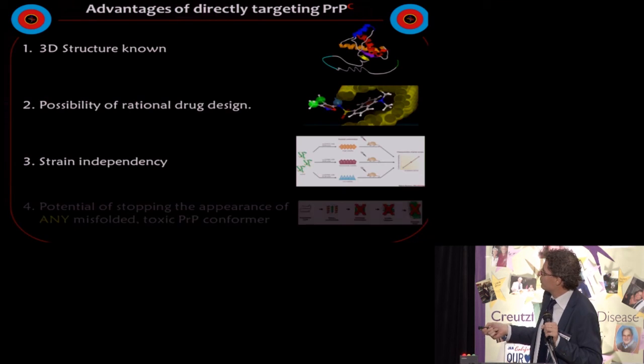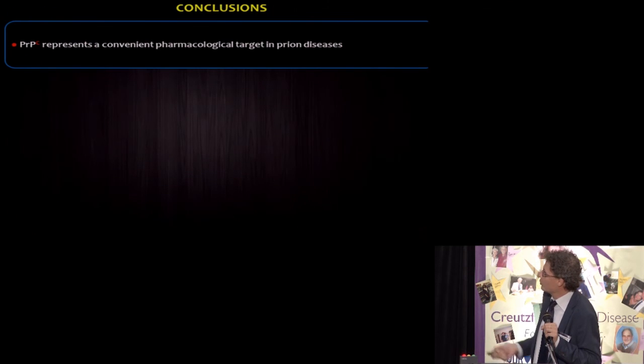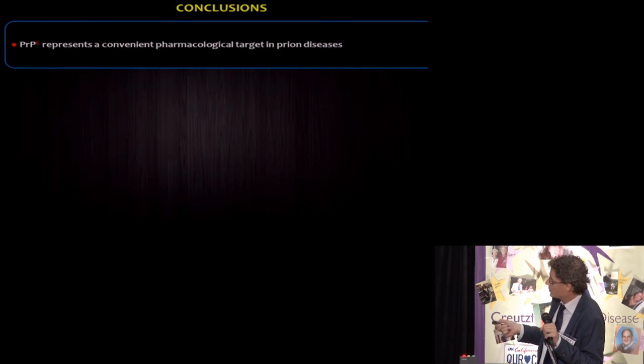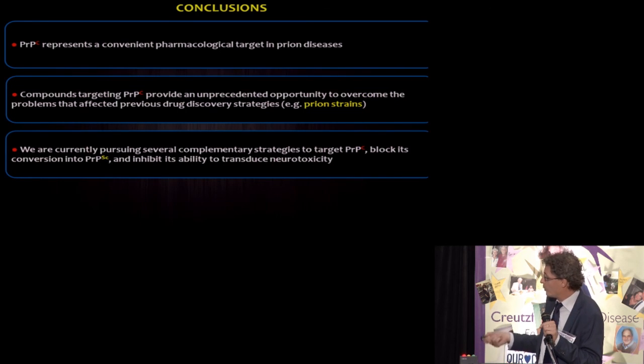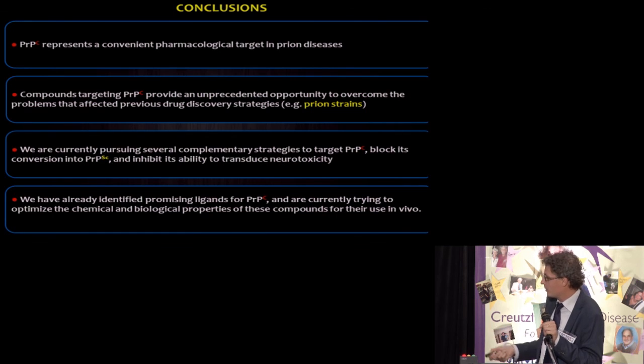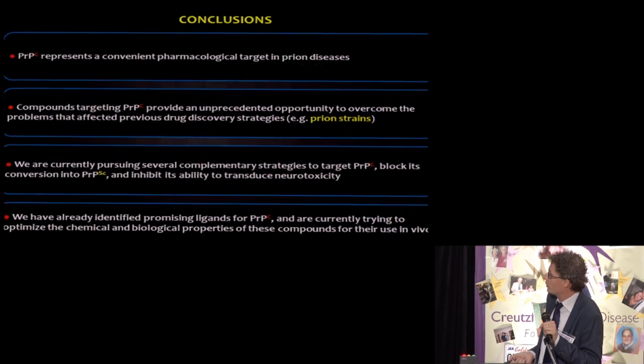This was a slide that was supposed to show up before. Conclusions. PrPC to us represents a very convenient, actually the most convenient, pharmacological target in prion diseases. We now have proof of principle, at least, that it can be targeted and show basically good properties against prions in cells, which definitely provides an unprecedented opportunity to overcome the problems that affected previous screens, in particular prion strains. We are currently pursuing different strategies to target PrPC, and we have a few leads that we're trying to optimize.